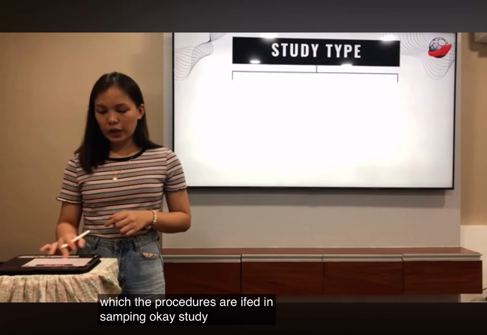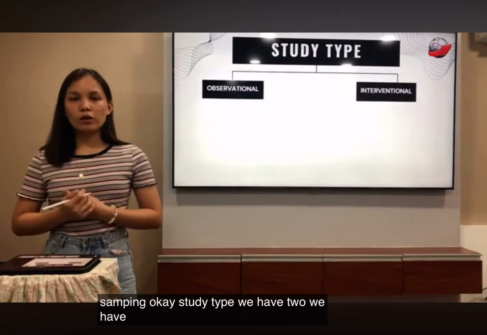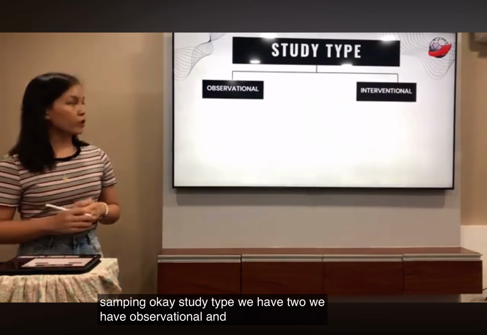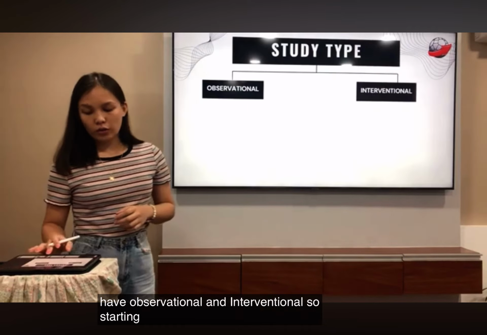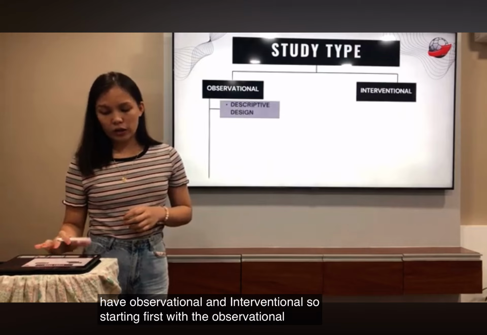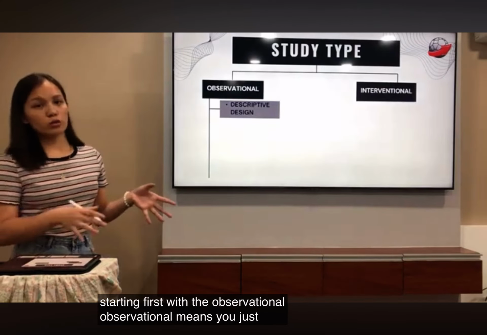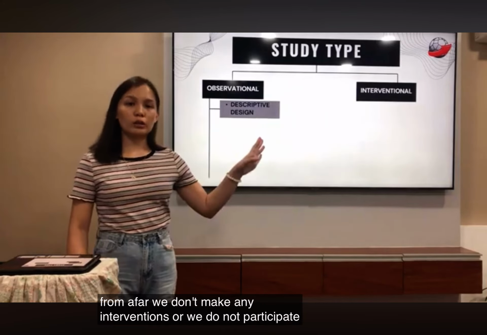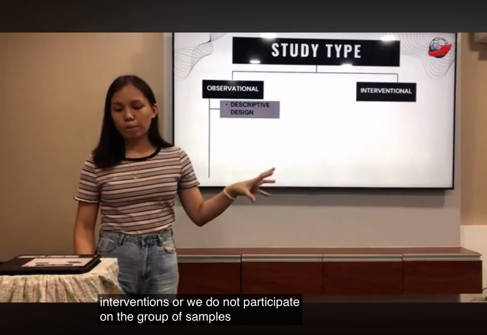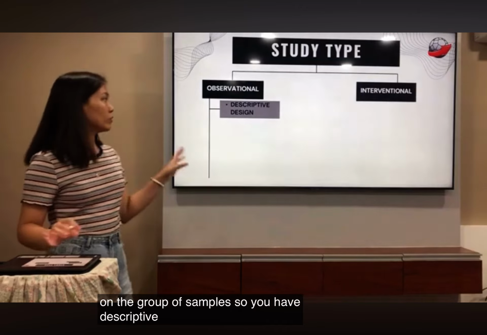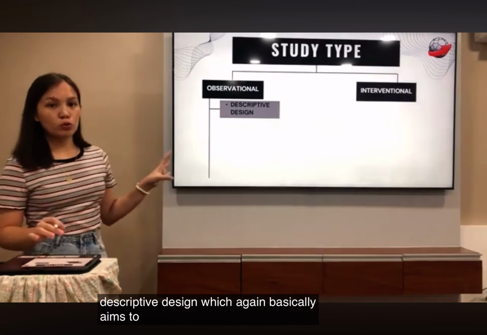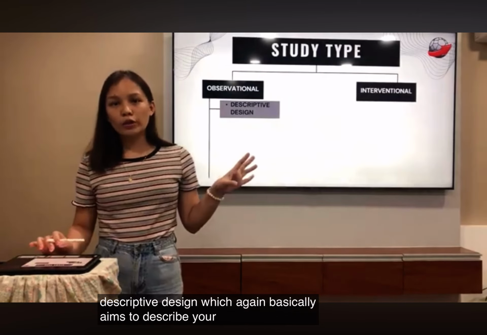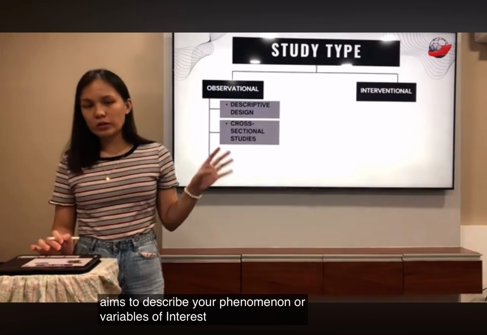Okay, study type. We have two. We have observational and interventional. So starting first with the observational. Observational means you just observe from afar, you don't make any interventions, or you do not participate in the group of samples. So you have descriptive design, which basically aims to describe your phenomenon or variables of interest.